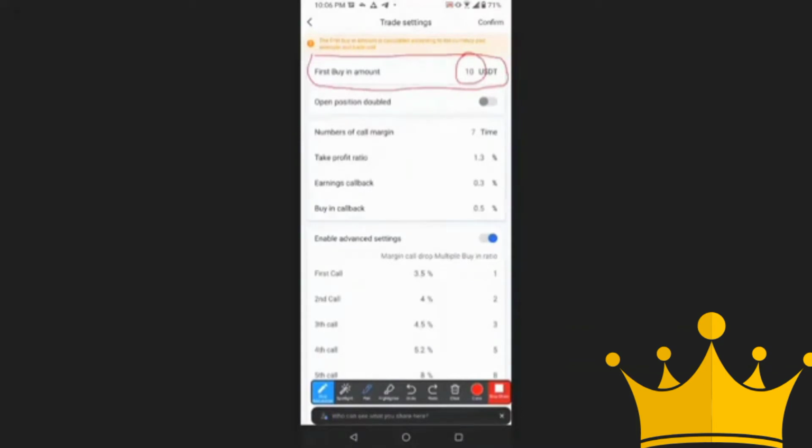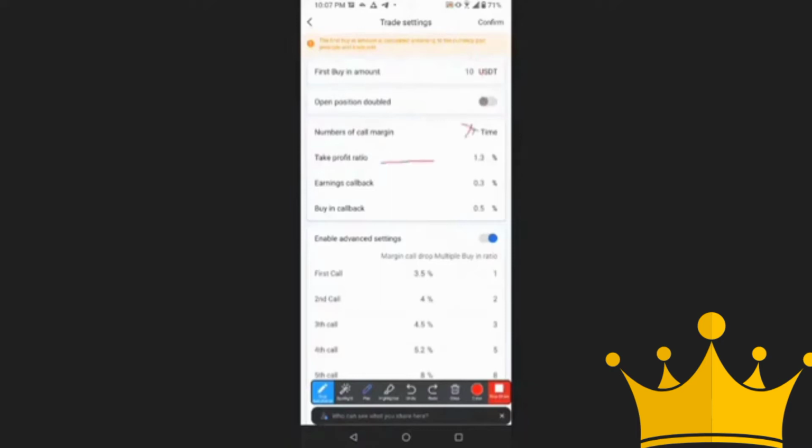Then the second option you can see here is open double position. Normally you don't have to click this. What it means is, if I turn this on, for $10 you will buy times 2. That means you'll buy for $20. So if I want to buy for $20, I might as well put 20 over here. I don't have to turn this on. This is just an extra feature the bot has given us. This number of calls, we will come back to it, guys.